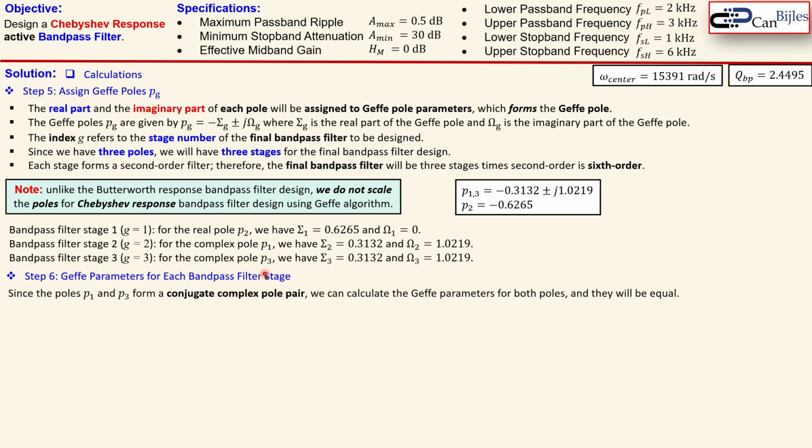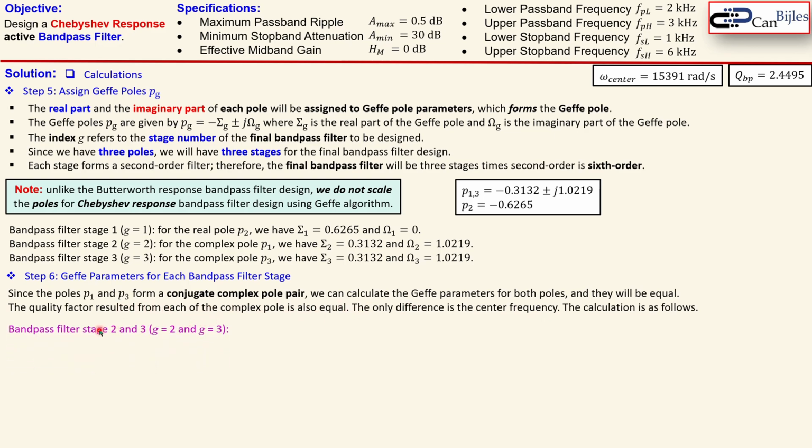Stage 2, and we do similar calculations. Now of course we have a complex conjugate pole pair, and those are exactly the same, so they will have the same poles. They will be the same in most parameters. The only change is the center frequency. They also have the same quality factors. So the calculation for stage 2 and 3 together is this one, which is also valid for stage 3. So C2, given for stage 2, is also the same for stage 3.